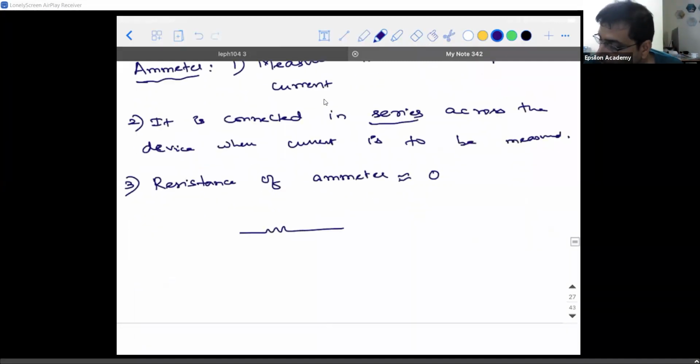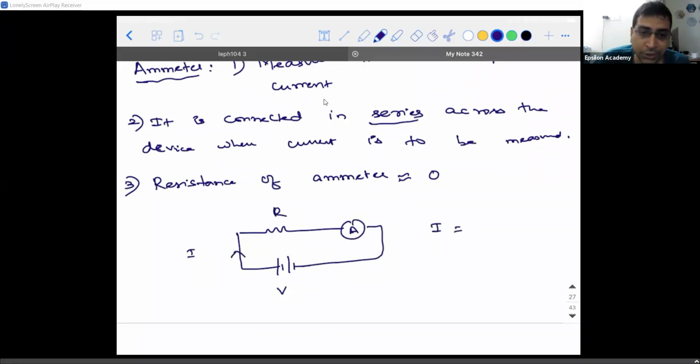See, for example, if I have a resistor across which I have connected a battery, and I need to measure the current across this device, what is I according to the equation? It should be V divided by R plus Ra, where Ra is the resistance of the ammeter. But if the ammeter also has some resistance, is it measuring the exact value of current through this resistor? The answer is no. You have supplied a potential across one of the resistors, and your interest of study is to find the value of current across that resistor.